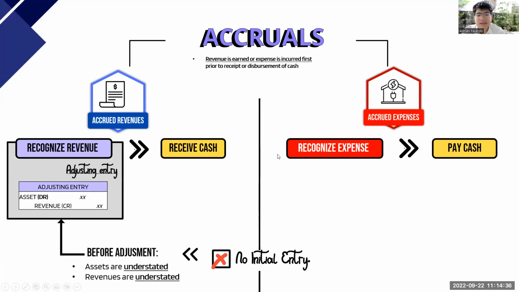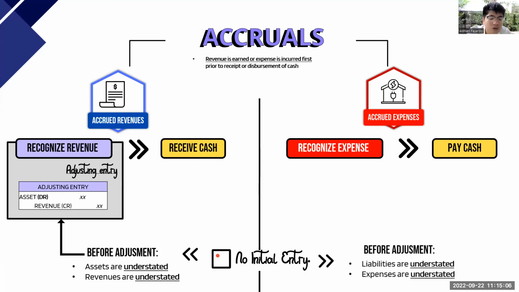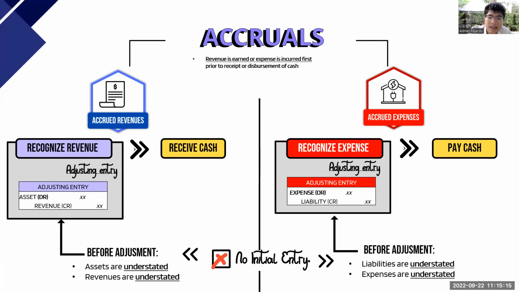before adjustments, your assets are understated and your revenues are understated kasi wala kang entry. And therefore, you make your adjusting entry to recognize your revenue, which is debit asset, credit revenue, right? And then yung sa receive cash, we'll take it up at a later date. Pero ang importante lang sa atin is the adjusting entries for accrued revenues. In the same way, for accrued expenses, wala ka na namang entry. Sa unadjusted trial balance, hindi mo pa nare-recognize yung expense. And therefore, before adjustments, your expenses are understated and your liabilities are understated. And therefore, our adjusting entry would be debit expense, credit liability, right?